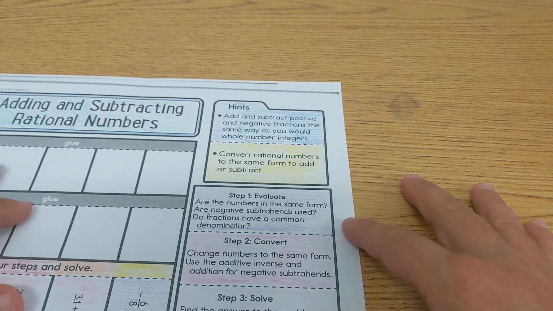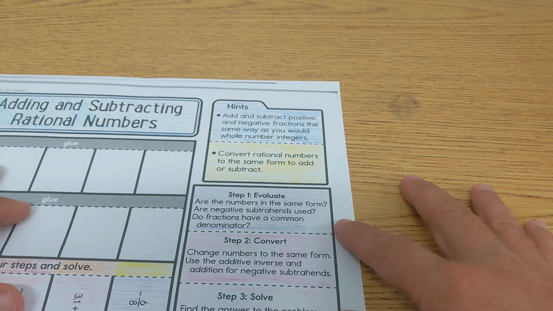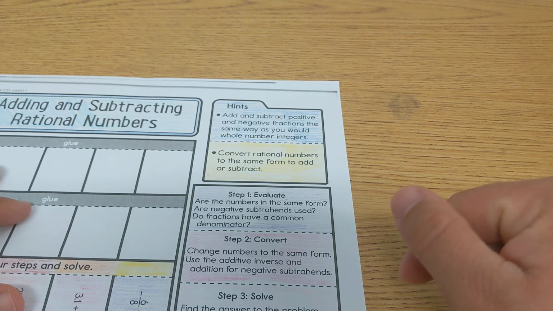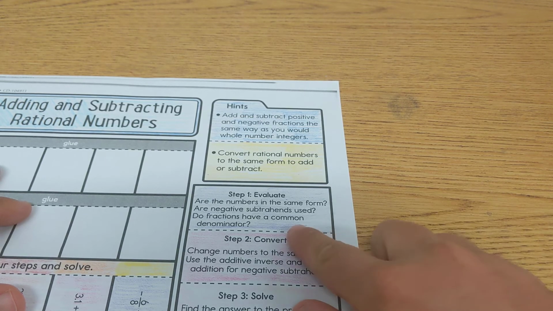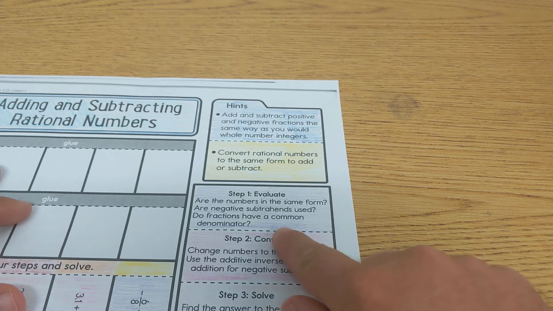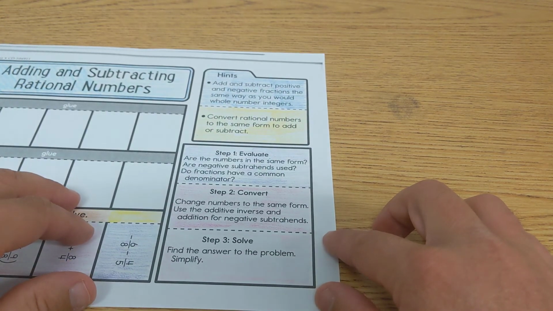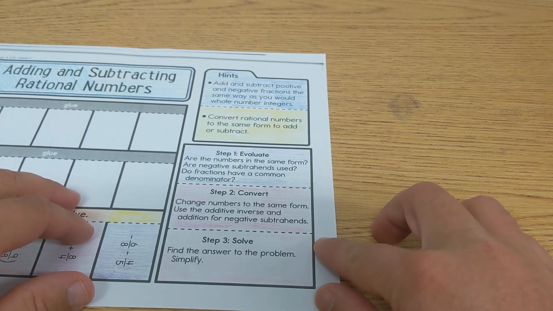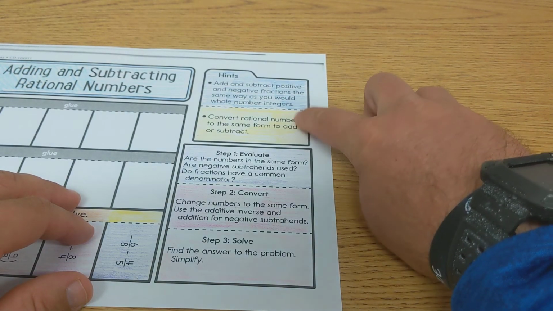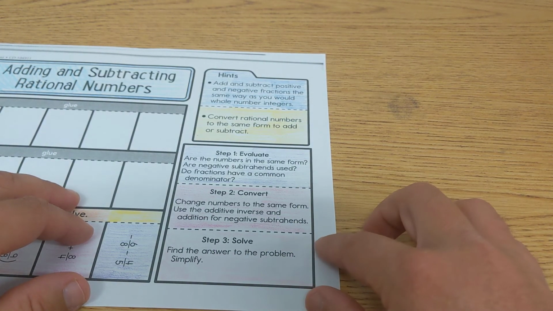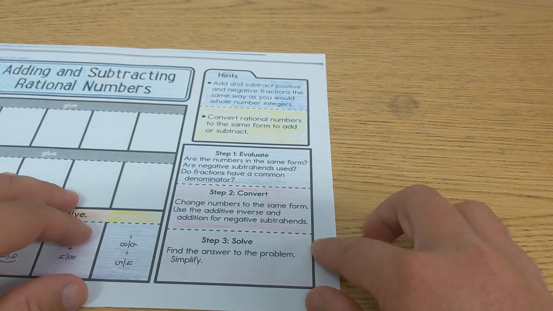All right, do the fractions have the same denominator? So what's the denominator? Is the denominator the top number or the bottom? It's the bottom. Do they have the same or a common denominator? Okay, step 2, we need to convert. Change numbers to the same form, which we've talked about up here, and you did this yesterday. Use the additive inverse and addition for negative subtrahends.